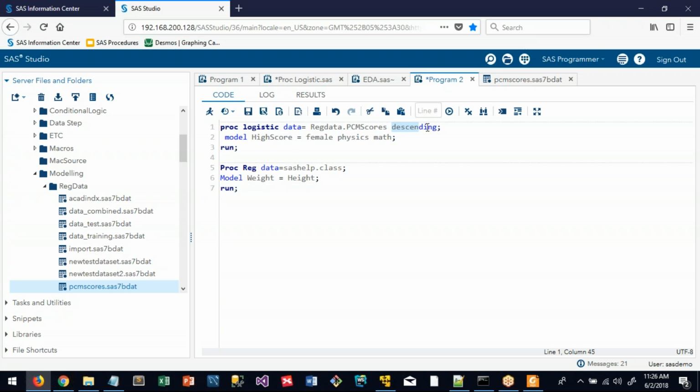There is just one extra thing here, descending. This needs to be explained to you. What does descending mean here?